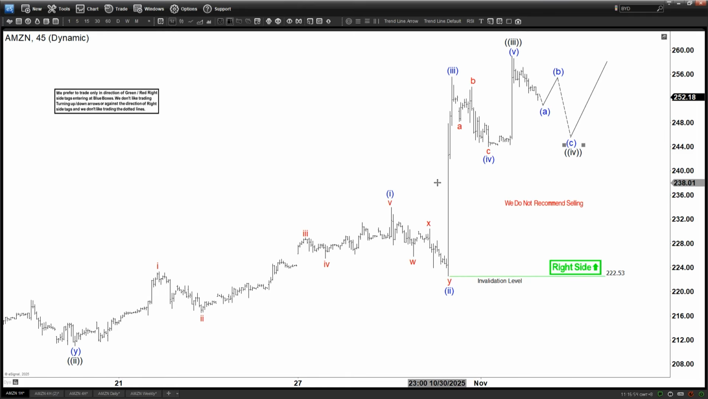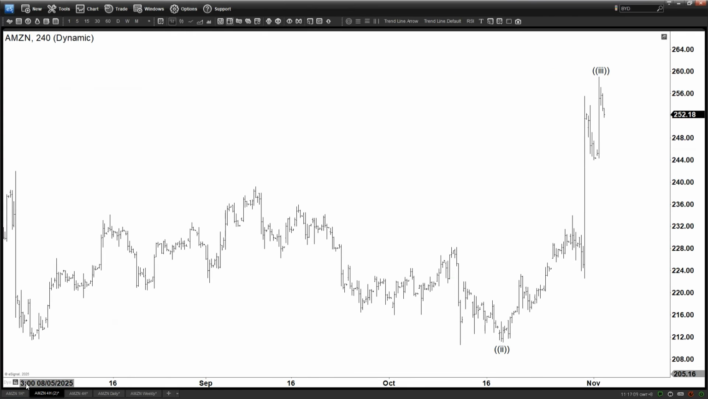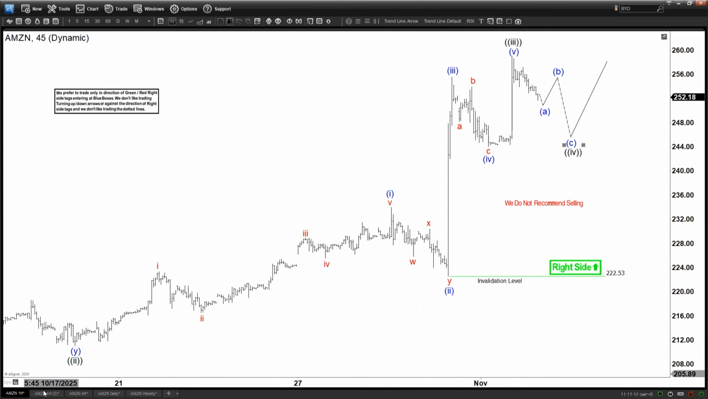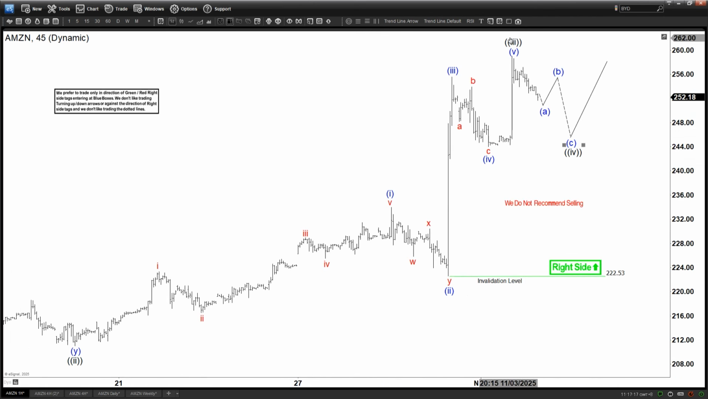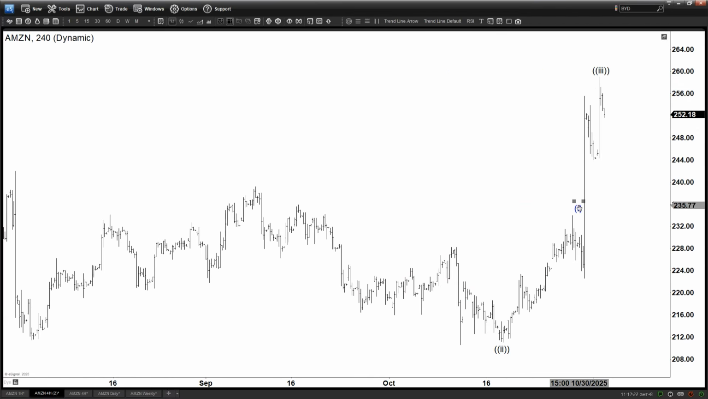And first of all, let's zoom out a little bit to see the impulsive structure here. We're going to be focusing on the minute degree, which is the black color here. So I'm going to switch to the 4-hour time frame now, and I'm putting the 2, which we see in the 45 minutes here in the 4-hour. This is the 2, and the peak here is the 3. And then if you want to see the subdivision of that 3, you can put it here as well, here 1, 2, right, 3, 4, 5.